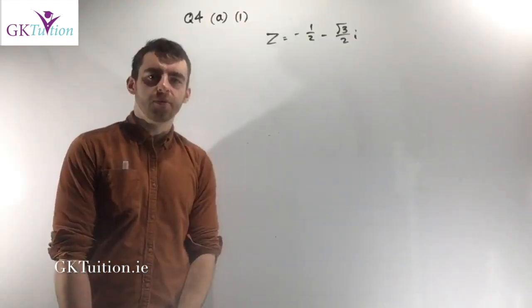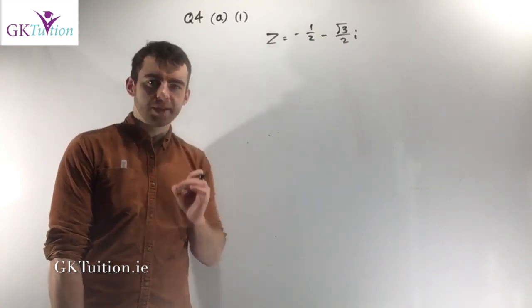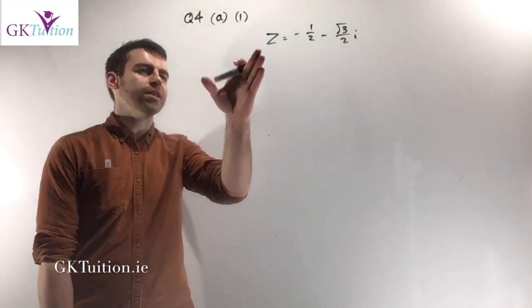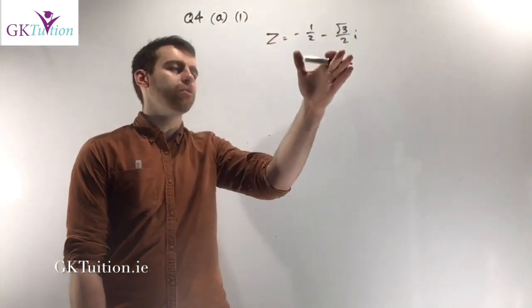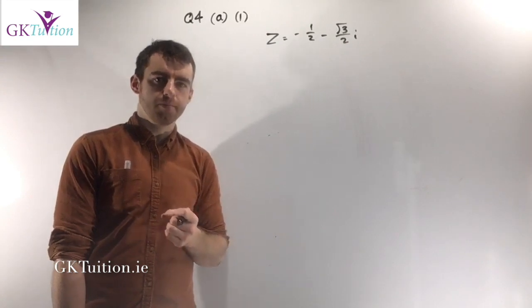Okay, for question 4, there was 10 marks for the first bit, 5 marks for the second bit and 10 marks for the third bit. In the first part of this question, they told me that z is equal to minus a half minus root 3 over 2i, and they asked me to write this complex number in polar form.